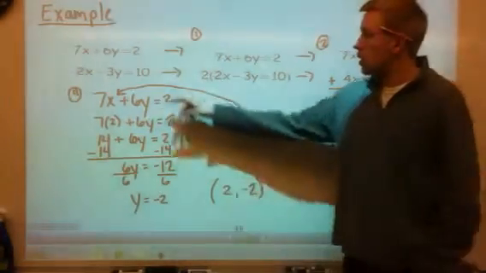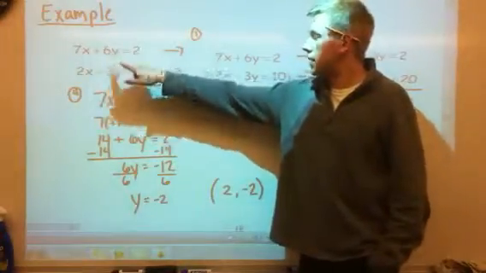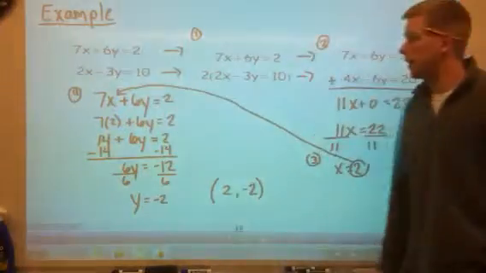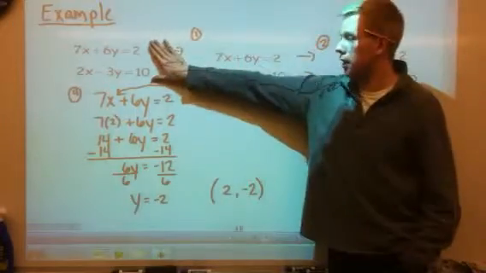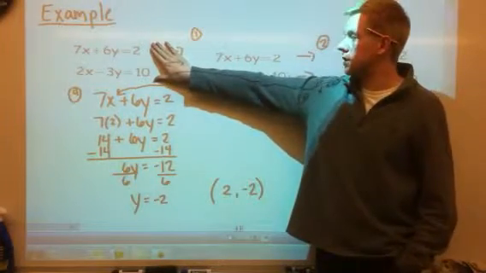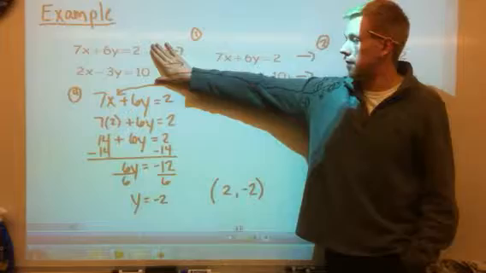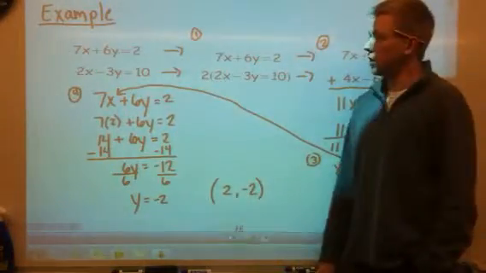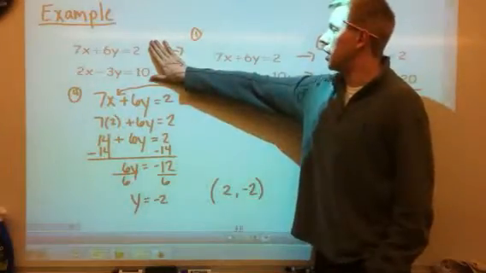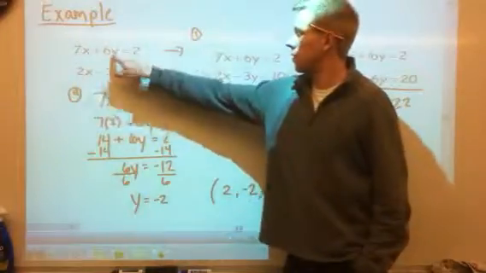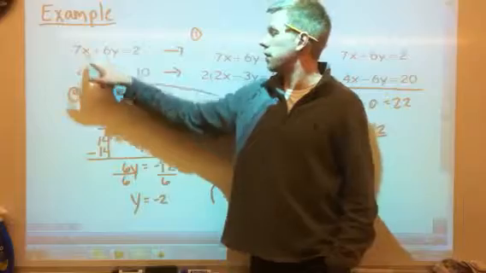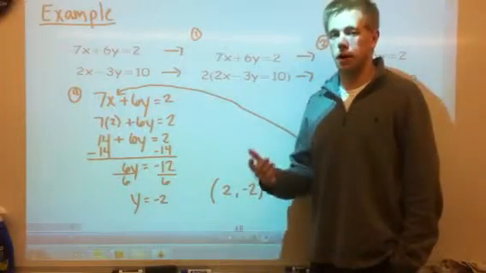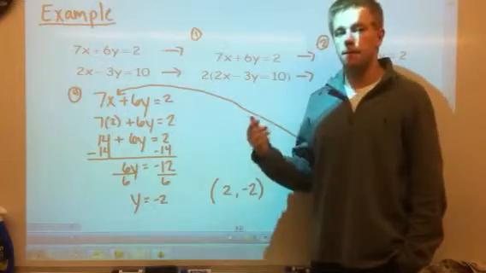All right, my next one. We have 7x plus 6y equal to 2, then 2x minus 3y equal to 10. That's my system, that's the problem I'm starting with. If I look at these two equations, I notice that both variables have different coefficients in both equations. So I can't just simply add or subtract. I'm going to have to multiply by a factor.